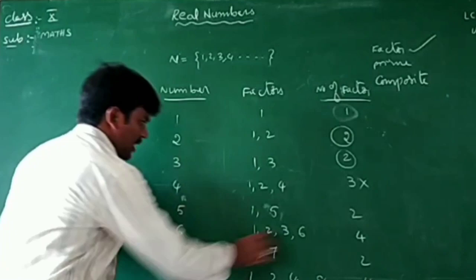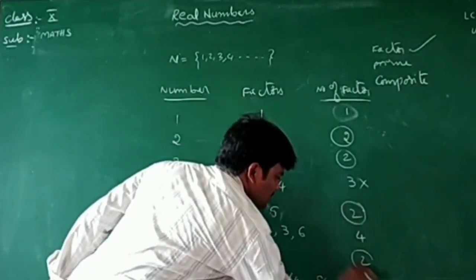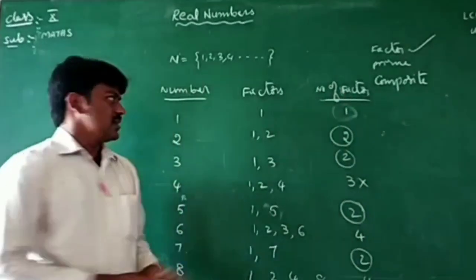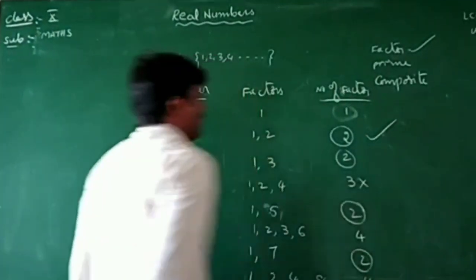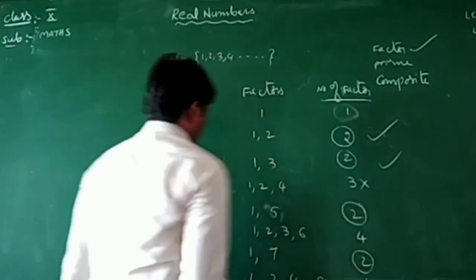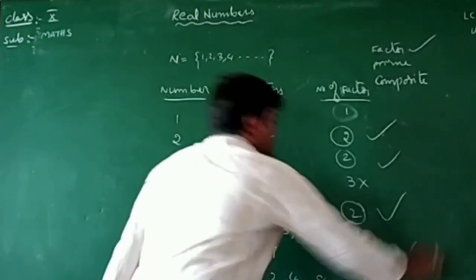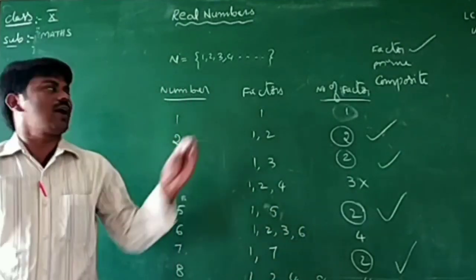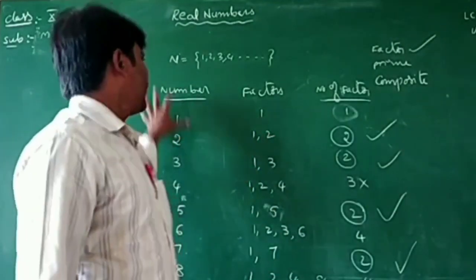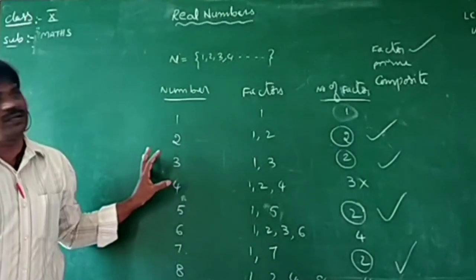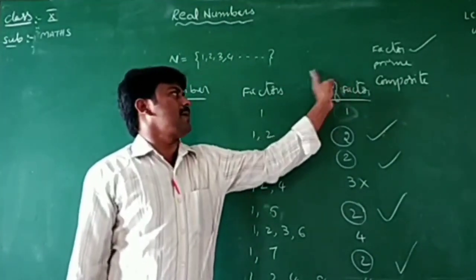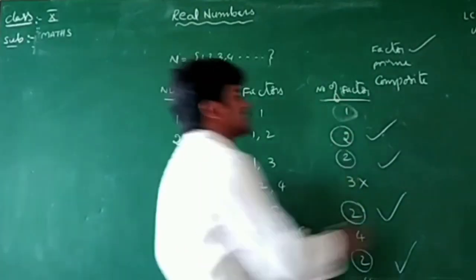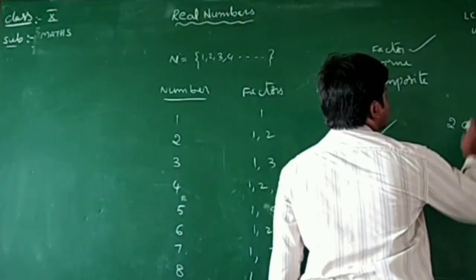So like that, see, this has 2 factors. The remaining have more than 2 factors or fewer than 2 factors. That's why we call 2 a prime number, 3 a prime number, 5 a prime number, 7 a prime number. The remaining are not prime numbers. Like that, you have to check for prime numbers in the list of natural numbers. To be prime, a number must have two distinct factors. That is the condition.